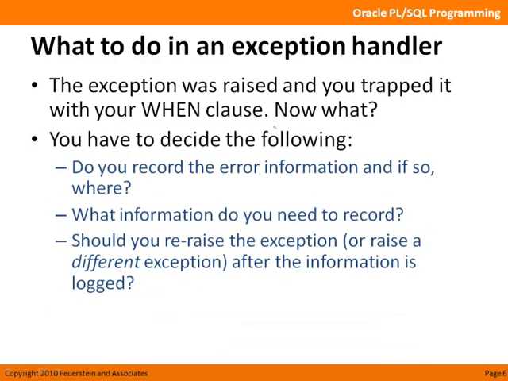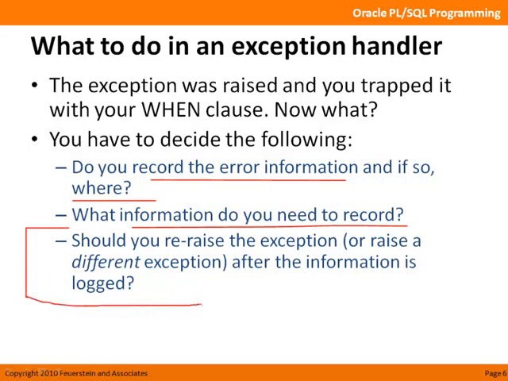Well, in general, you need to decide and answer the following questions. Do you want to record the error information, and where should you do it? Usually what you'll do is write the information out to a log table or an error table. You need to decide what information you want to record. Clearly, as I just mentioned before, if there are local variables that played a critical role in the error, you're going to want to record that value. And finally, should you re-raise the exception or raise a different exception after the information is logged? So if the error occurred, you have to decide, is this a critical error that needs to be propagated out to stop all the enclosing blocks, or is it an error that really is not that critical to cause the stoppage of the application?